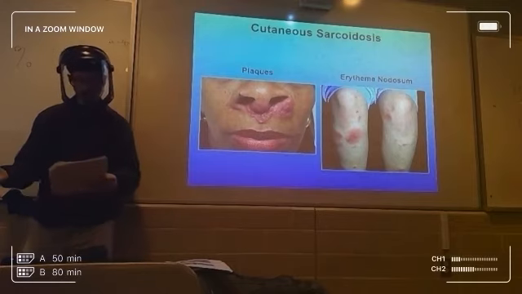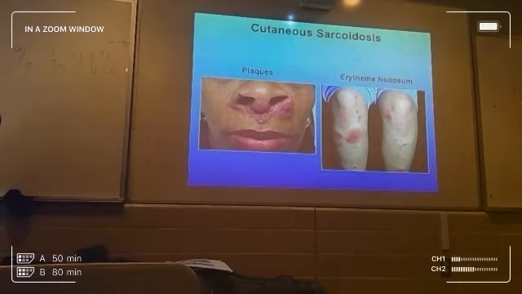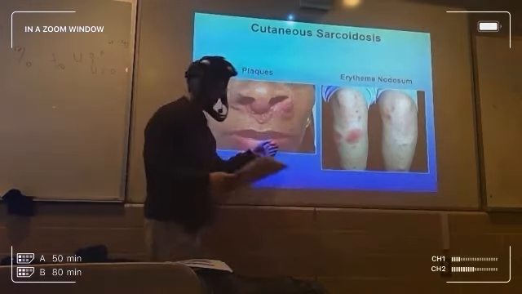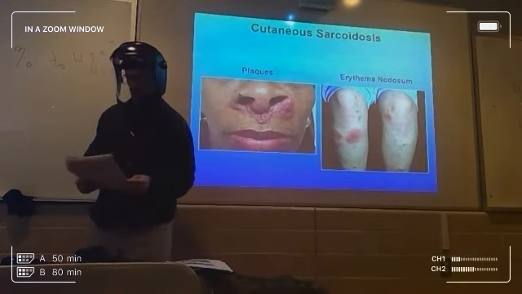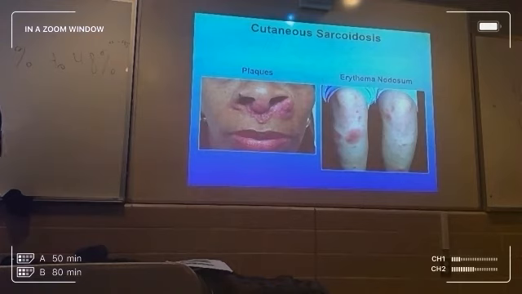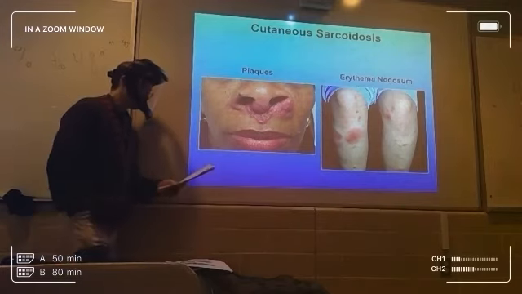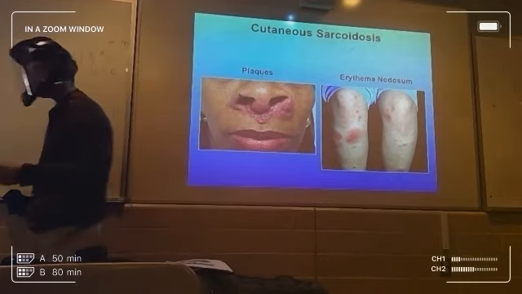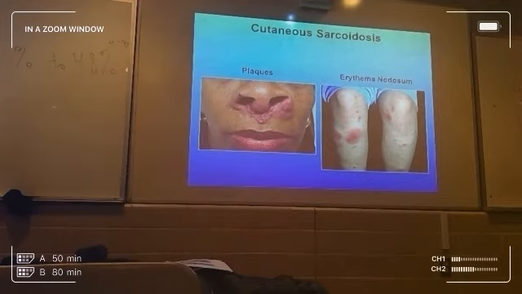Okay, skin's involved 25% of the time. I mentioned two manifestations, erythema nodosum, especially anterior lower extremities. And of course, we've got those erythematous plaques in the cheeks and lips. Sometimes the eyes are involved. Some of the individuals will just present with constitutional signs and symptoms of inflammation, fever, fatigue, night sweats. Again, it's a very vague presentation. It's got many different manifestations, highly variable presentation because so many tissues can be involved.